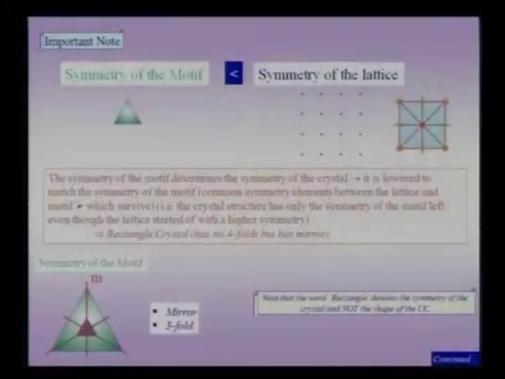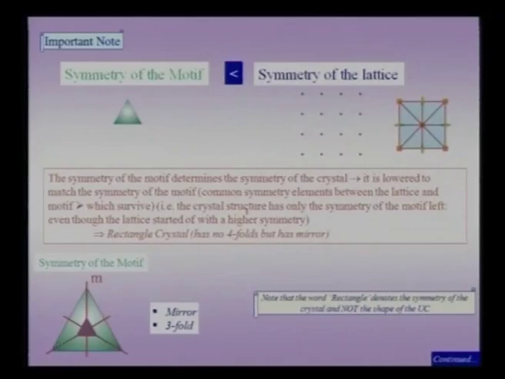The lattice had 4mm symmetry, the motif had 3m symmetry, it had a mirror and a 3-fold, and the surviving symmetry for the crystal was just an m. The symmetry of the motif determines the symmetry of the crystal. It is lowered to match the symmetry of the motif; common symmetry elements between the lattice and the motif will survive, i.e. the crystal structure has only the symmetry of the motif left, even though the lattice started off with a higher symmetry.